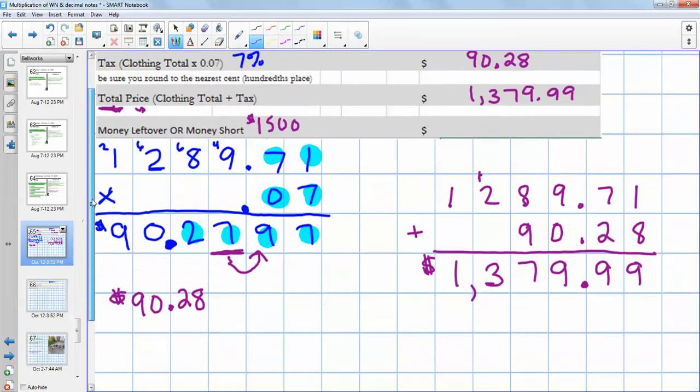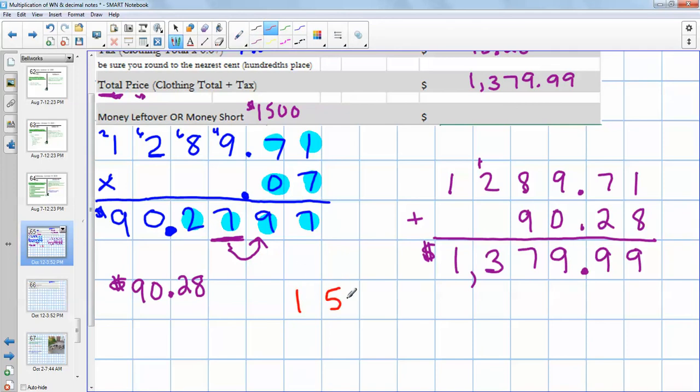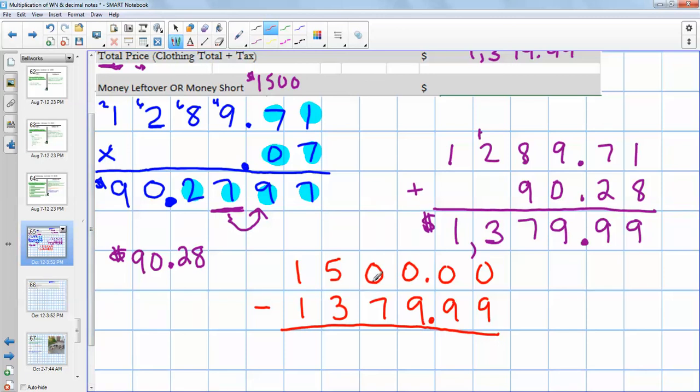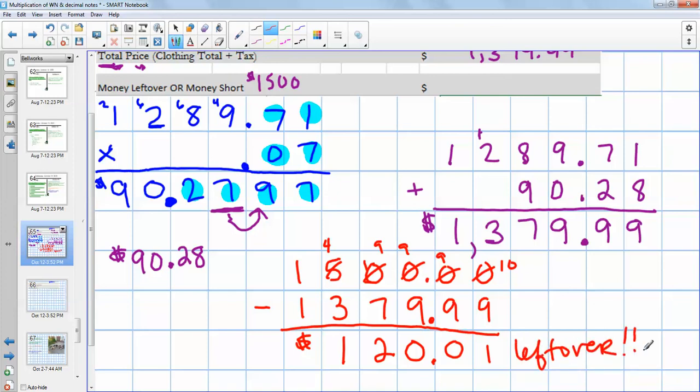So now we need to find out how much money do I have left over. So I put how much money I have, $1,500, and subtract how much money I spent. And we're going to find out how much money we have left over. So I need to borrow from my 5, so it becomes a 4. 10 now becomes a 9. 10 becomes a 9. 10 becomes a 9. Becomes a 10. 9 minus 9 is 0. 9 minus 7 is 2. So it looks like I have $120.01 left over. So I could still buy a whole bunch more things.